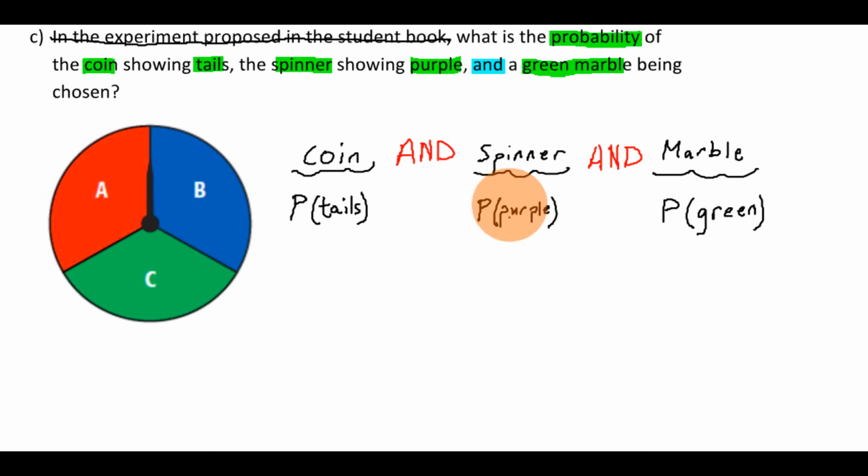Okay, now we have compound events here. These are single events, but we're trying to find the probability of each event happening together. So what we're going to do is multiply them, and "and" tells us to multiply. So once you find the probability of each event, multiply those values together.